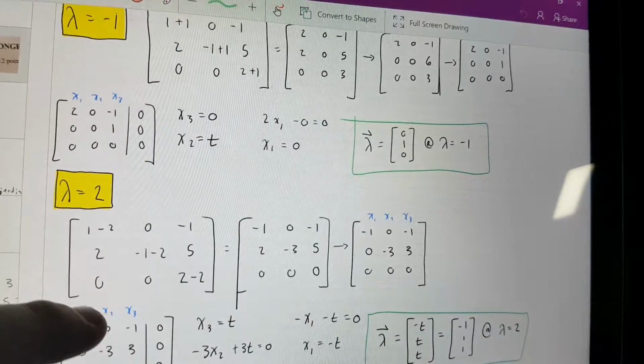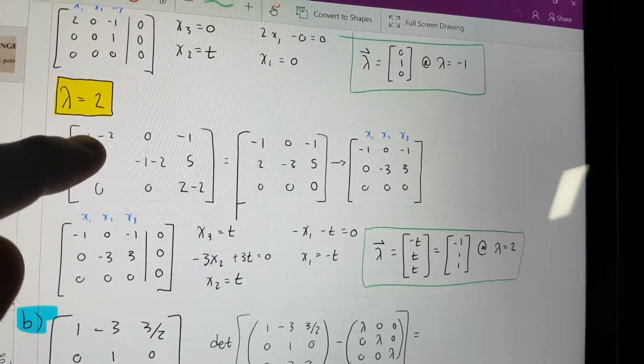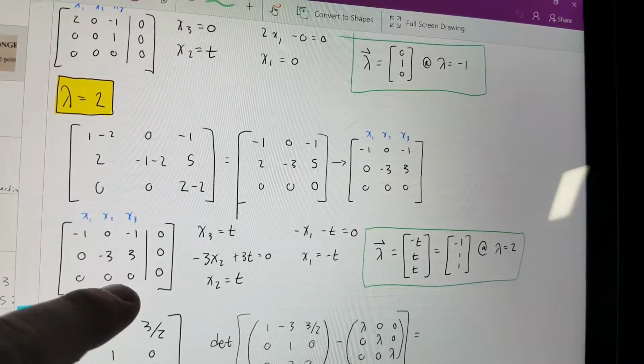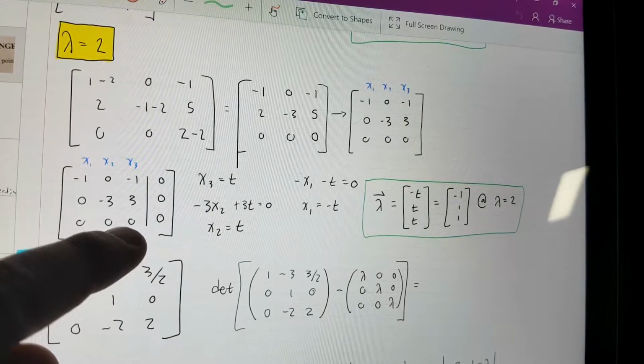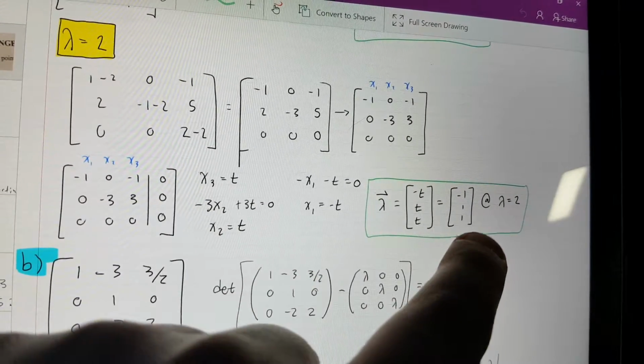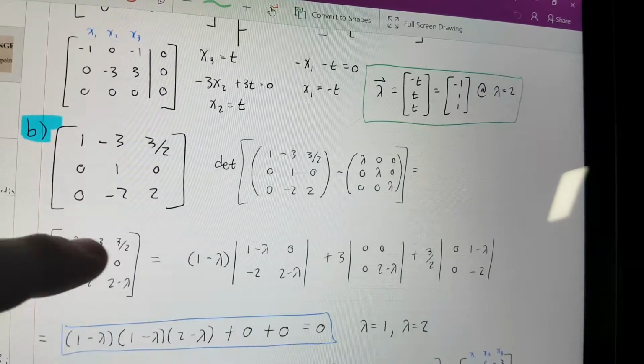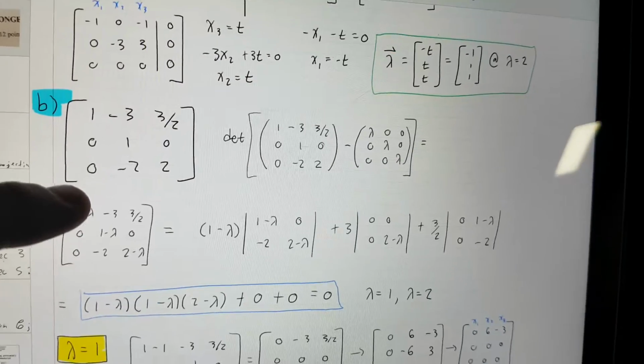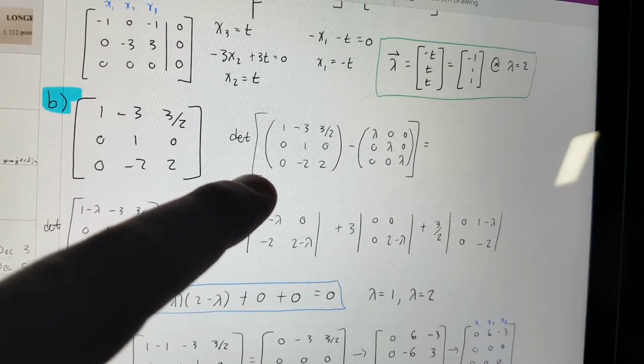Go ahead, you can do it. 2. Same thing. x3 is free. We go ahead, everything's in terms of t. Boom. Done. Part B. This one was different, but same recipe.